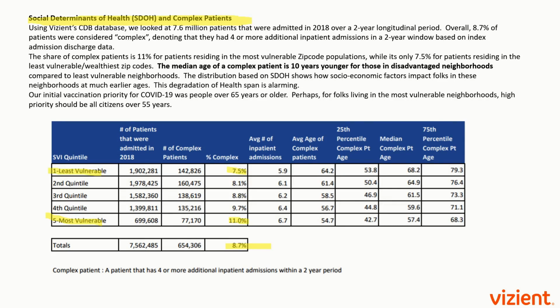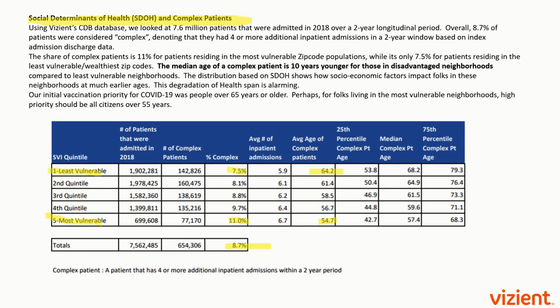The big aha here is looking at the age. We see here 64 makes sense as the health span starts to degrade. But we see here in the most vulnerable a much younger health span. It's about a 10-year difference where they're starting to get more severe disease, a lot more hospitalizations, a lot more ED visits from these disadvantaged neighborhoods.